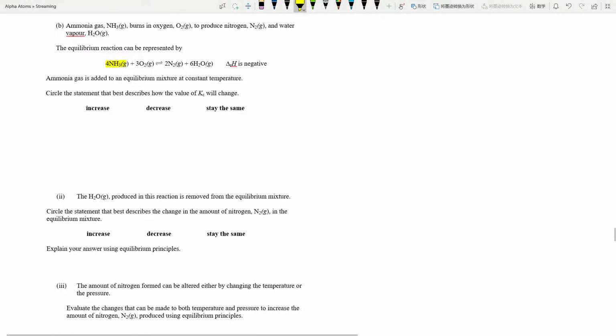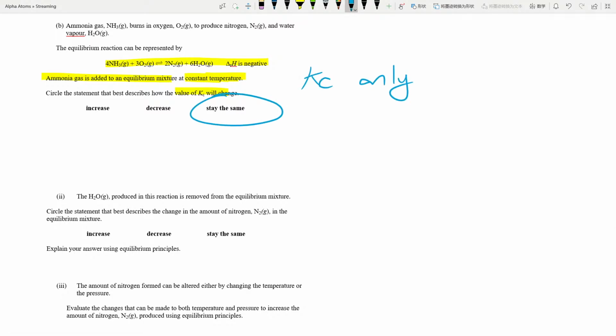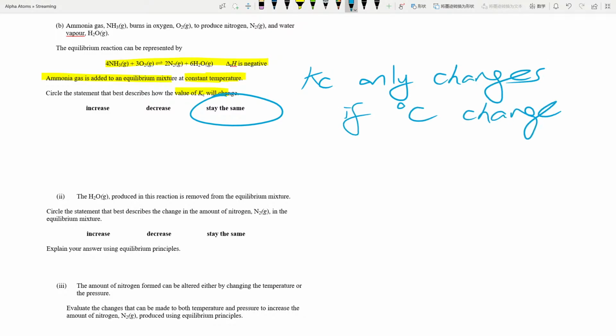Okay, so this is an equilibrium. Delta H is negative. Ammonia gas is added to the equilibrium mixture at constant temperature. Circle the statement that best describes the value of Kc. Since it is constant temperature, it will stay the same. Kc only changes if temperature changes. Okay, so just remember that. So that's all I'm going to do.